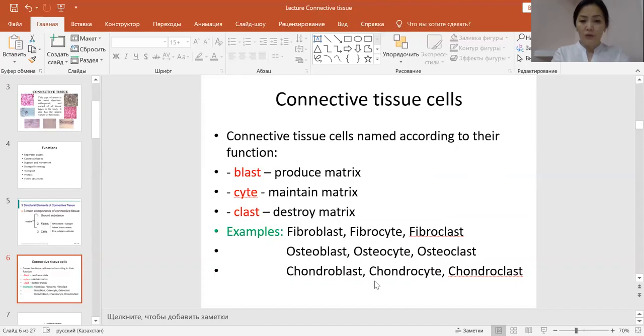Next example: chondroblast, chondrocyte, and chondroclast. According to this classification, of course, these three groups of cells are the cells of cartilage. Chondroblasts produce the matrix of cartilage, chondrocytes maintain the matrix of cartilage, and chondroclasts can destroy the matrix of cartilage.